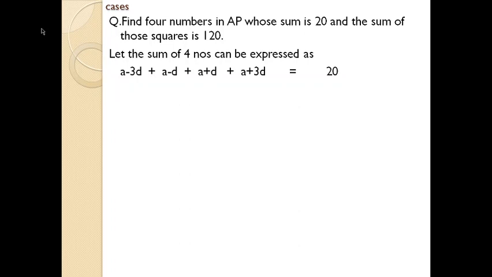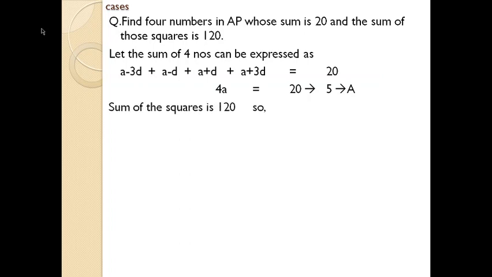In the first sentence it is given, find the four numbers in arithmetic progression whose sum is 20. We know what those four unknown values are. In the question it is said that the sum of the four unknown values is 20, so we can arrive at a minus 3d plus a minus d plus a plus d plus a plus 3d equals 20. From this, you get a equal to 5. Let it be equation A.